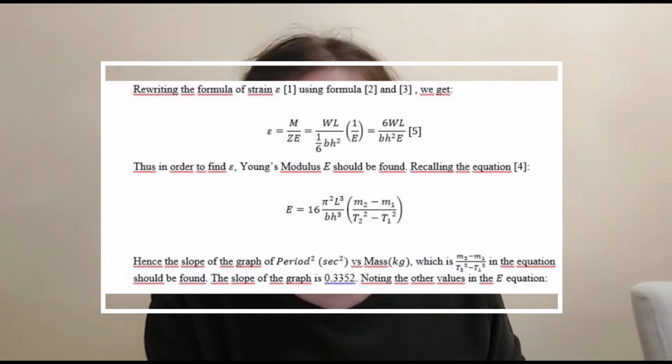From this point on, we have to use Young's modulus. Young's modulus is the stress over strain. So basically, we need to obtain strain, so we need to find the Young's modulus. In order to find the Young's modulus, we need to draw a mass versus period squared graph. So the period values that we obtained before will be useful.